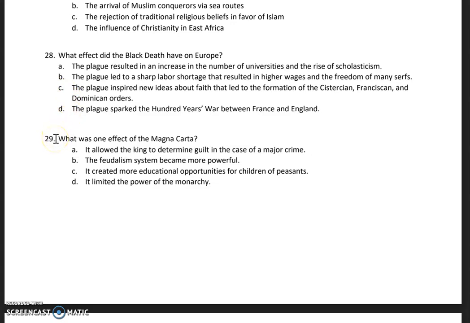Number 29. What was one effect of the Magna Carta? A. It allowed the king to determine guilt in the case of a major crime. B. The feudalism system became more powerful. C. It created more educational opportunities for children of peasants. D. It limited the power of the monarchy.